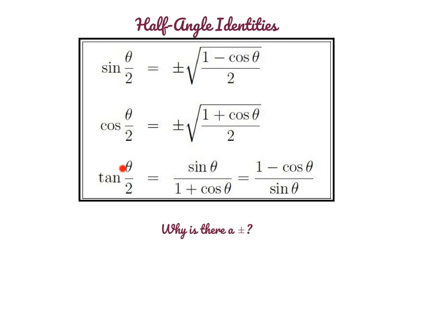And then for the tangent half-angle formula, there are 2 different variations that you might find useful. One is sine of theta over 1 plus cosine of theta, and the other variation is 1 minus cosine of theta over sine of theta.